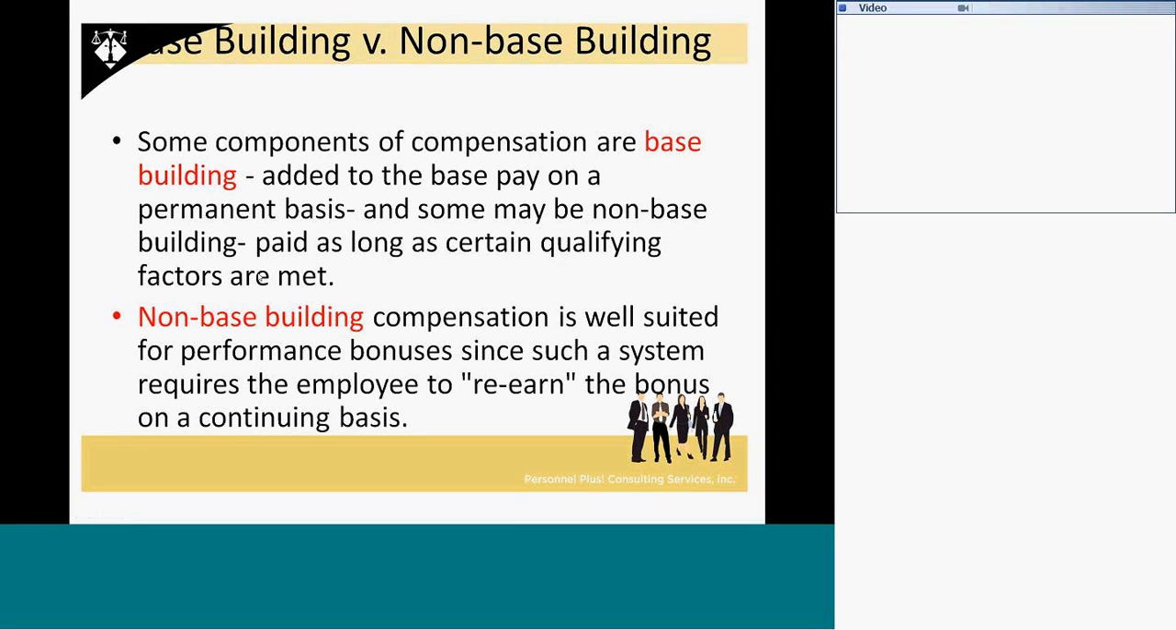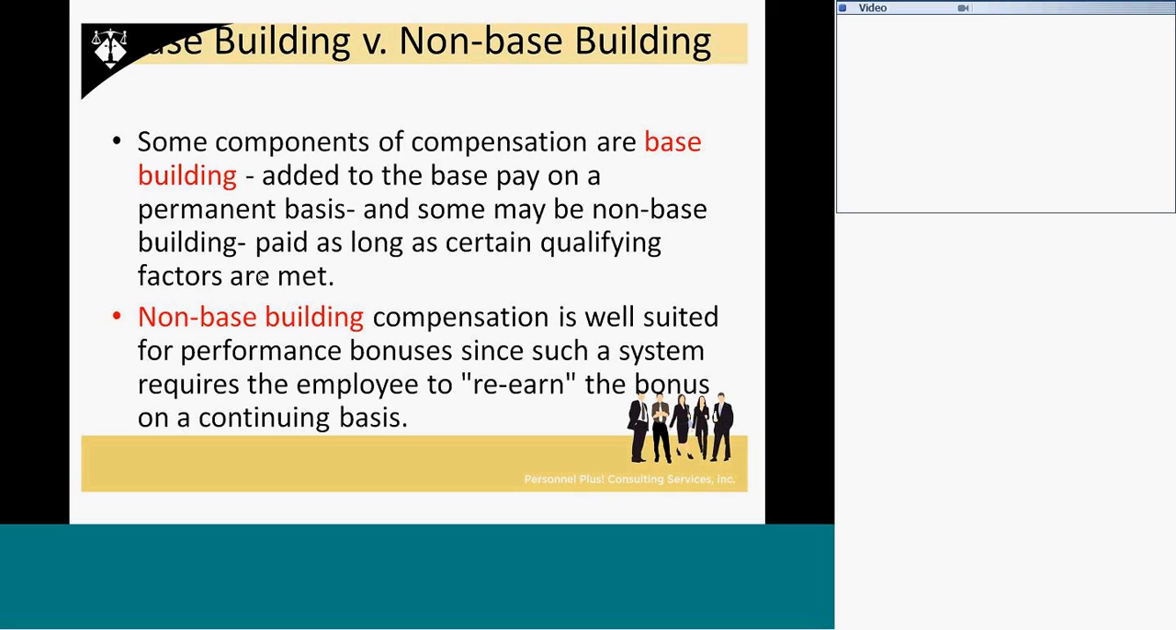A concept that you have in compensation systems is base building versus non-base building. So some components of compensation are added to somebody's base pay on a permanent basis. So an example might be cost of living. Once the cost of living is awarded, it's part of your pay permanently. So that's said to be base building. It increases your base compensation.